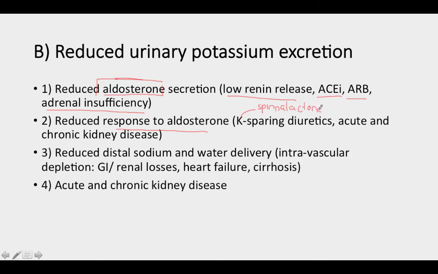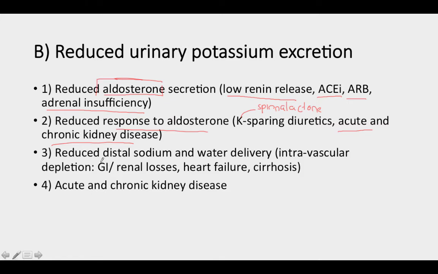So they block the aldosterone receptors, and because of that, they stop sodium reabsorption, and they keep the water in the tubule to induce a diuresis. And because they do all that, they don't let potassium come out in exchange for sodium. And kidneys that are damaged can also not be responsive to aldosterone, not carry out their functions properly.